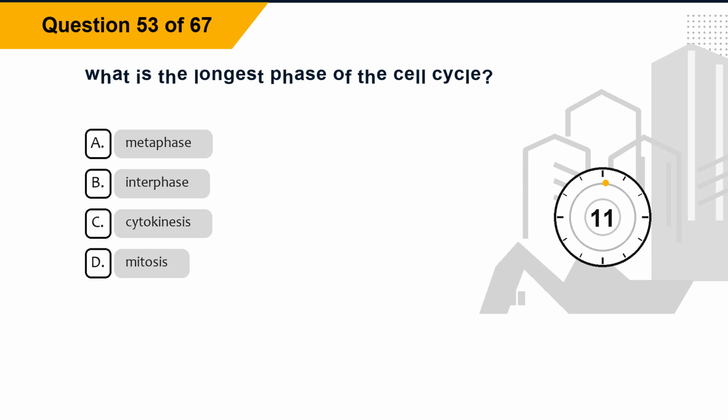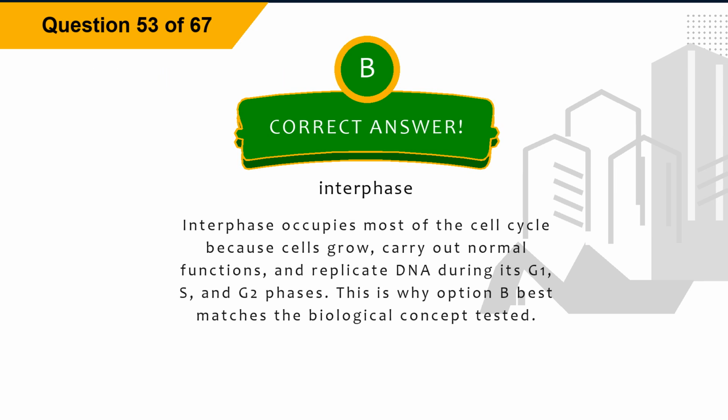Question 53. What is the longest phase of the cell cycle? Option A, metaphase. Option B, interphase. Option C, cytokinesis. Option D, mitosis. The correct answer is option B, interphase. Explanation: interphase occupies most of the cell cycle because cells grow, carry out normal functions, and replicate DNA during its G1, S, and G2 phases. This is why option B best matches the biological concept tested.